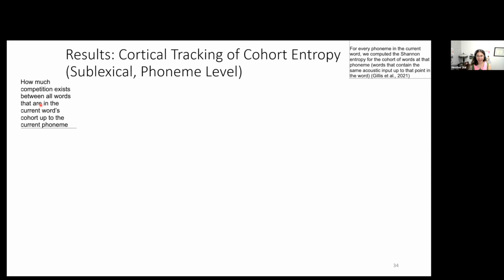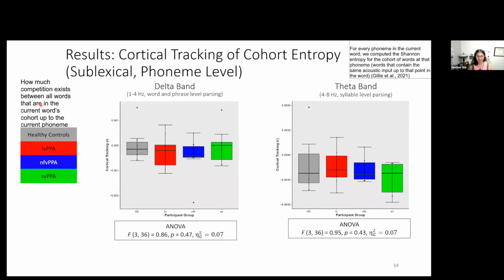When we look at cortical tracking of cohort entropy, again, we're not seeing any differences between groups in the delta band or in the theta band, which you might expect cohort entropy to be linked more closely to, given the theta band's role in that smaller level of processing at the syllable level, but we're not seeing any differences here. And in fact, if you look at the y-axis, this is the difference between the combined envelope plus cohort entropy minus envelope. And so if anything, we're seeing that adding cohort entropy maybe was adding noise to that model because it leads into these negative values here.